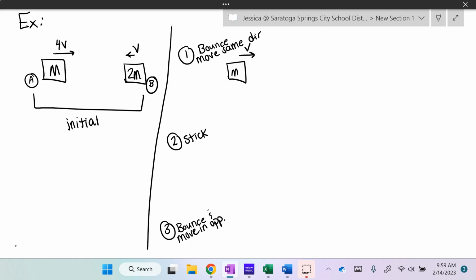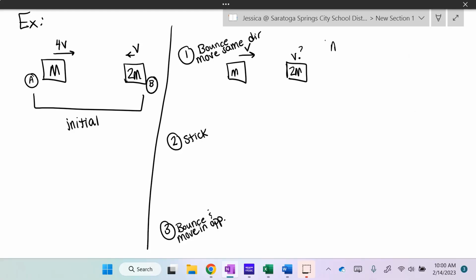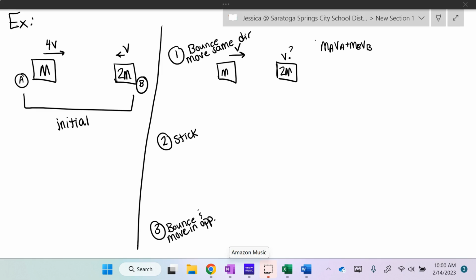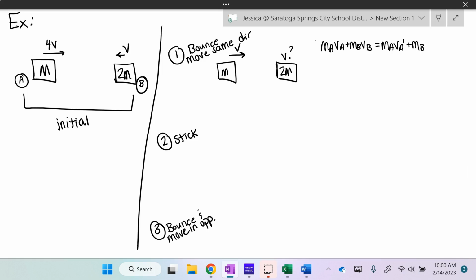So mass M is moving with a speed V, that's A, and I want to know how fast that 2M mass is moving. So I would do MA VA plus MB VB. And if B wasn't moving, then the initial momentum would be 0. Similarly, if it's not moving after, final momentum would be 0. But I'm doing a kind of trickier case where they're both moving just to show you the math. And then MA VA prime plus MB VB prime.